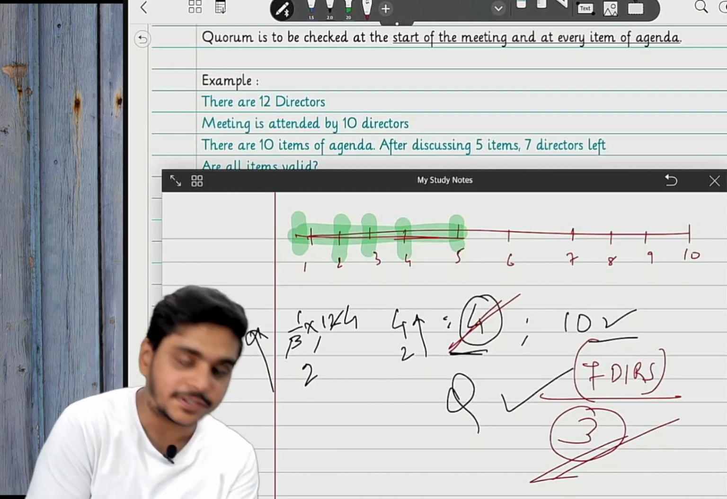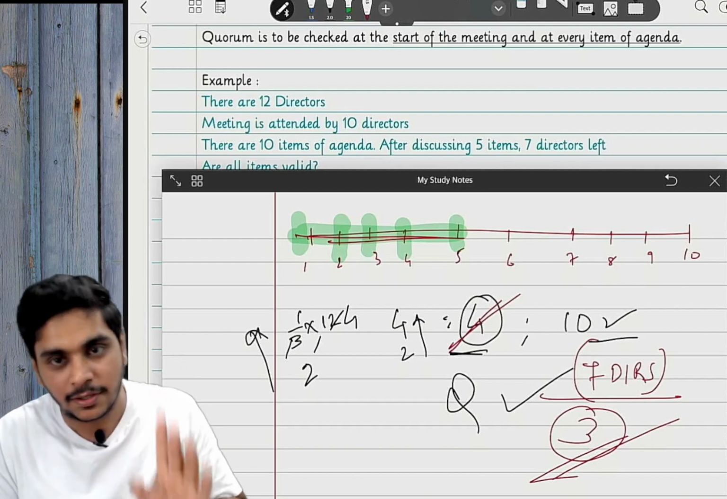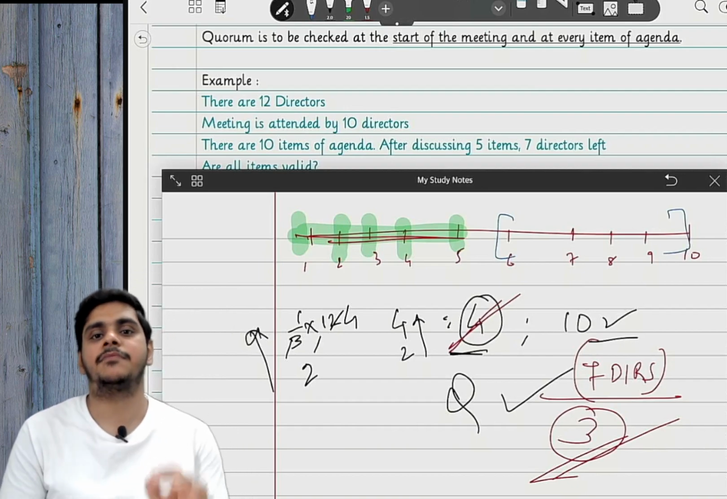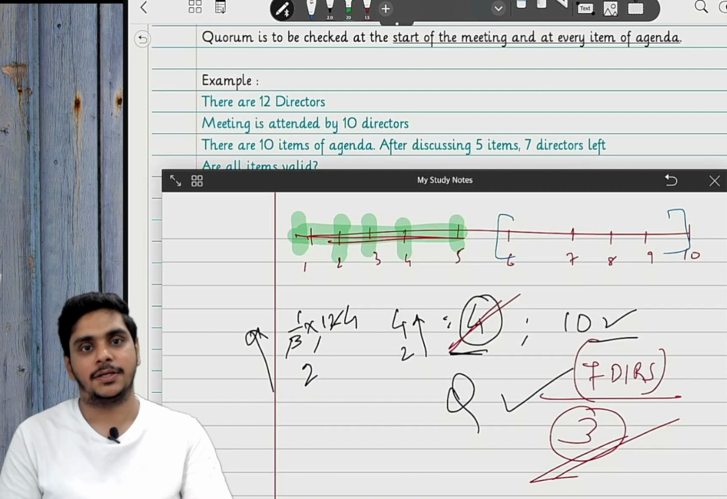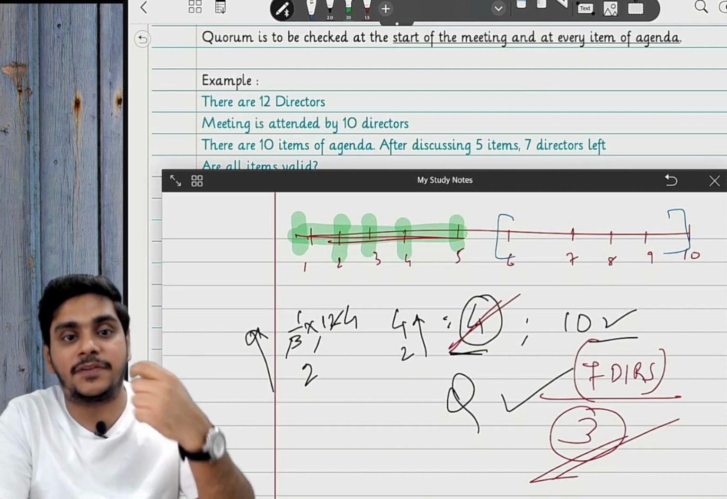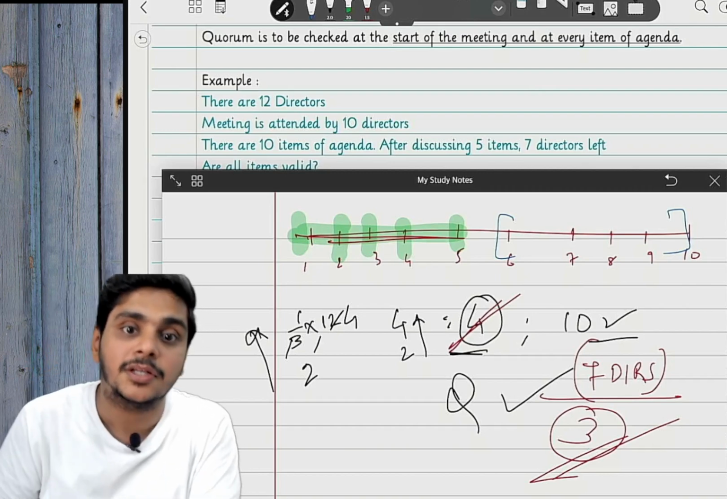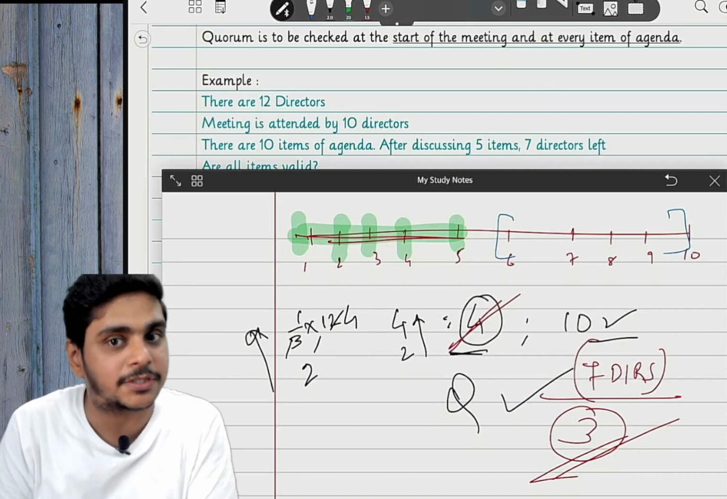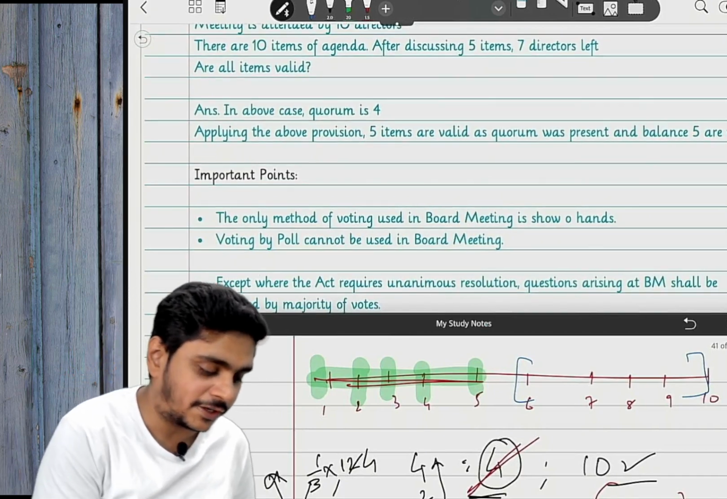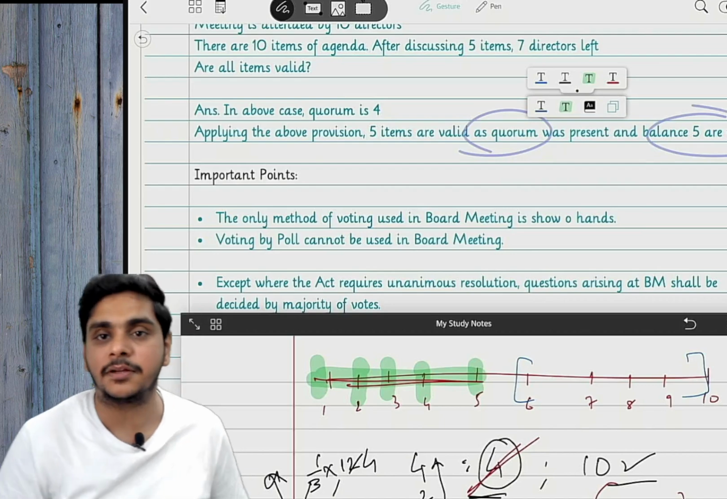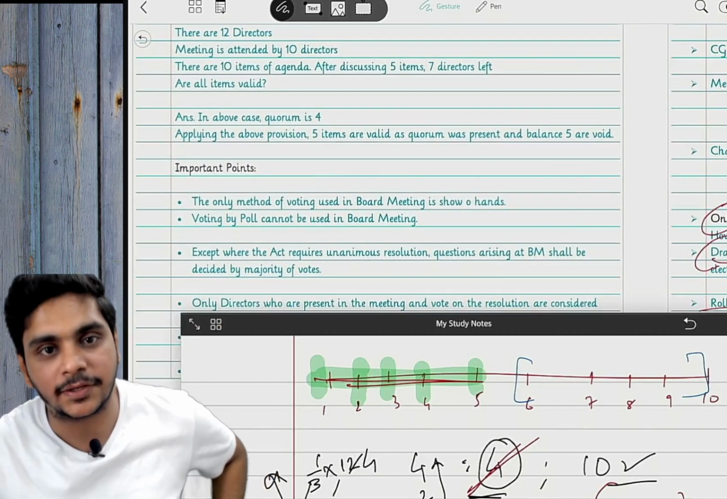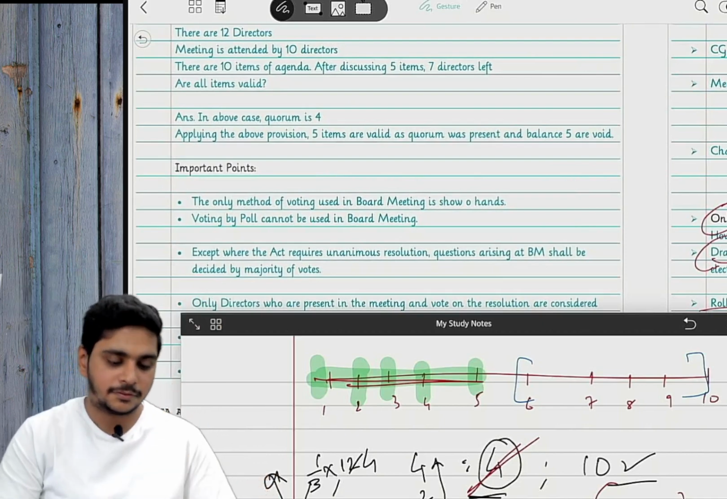The first 5 decisions are also valid because quorum was achieved. However, items number 6 to 10 are invalid because quorum was not there. Quorum has to be checked at the start of the meeting and at every item of agenda. So practically, when we discuss every item, we check the quorum again. You will say, applying the above provision, 5 items are valid as quorum was present and the balance 5 are void. So understand, quorum has to be checked at the start of the meeting and at every item of agenda. Clear?